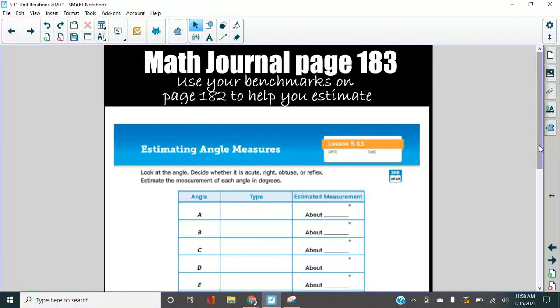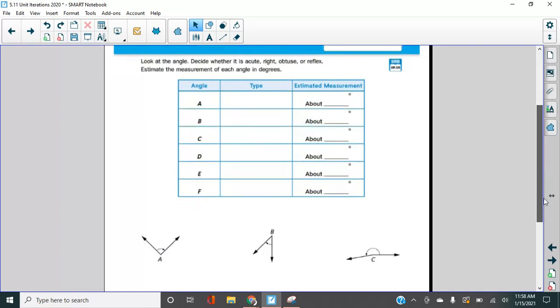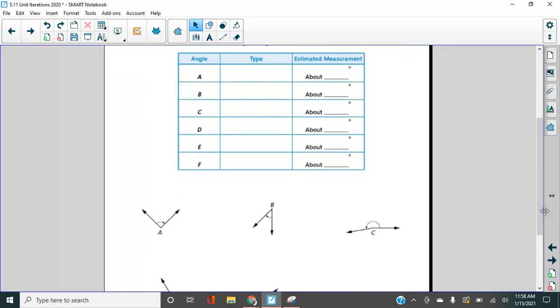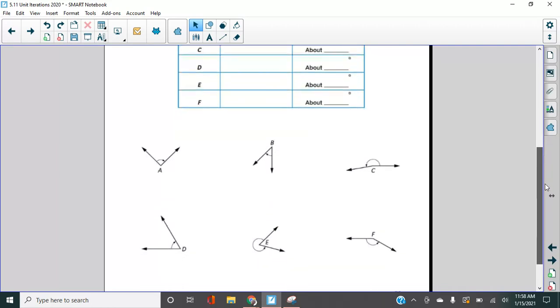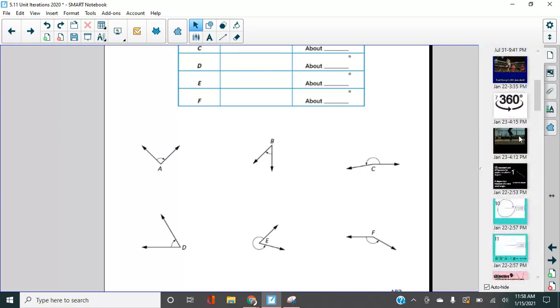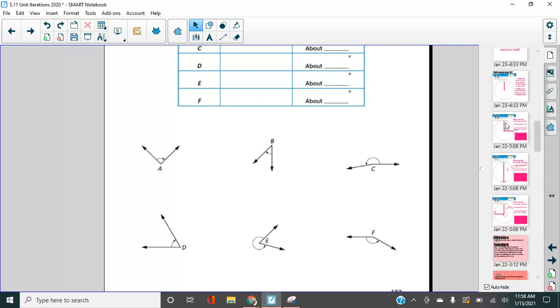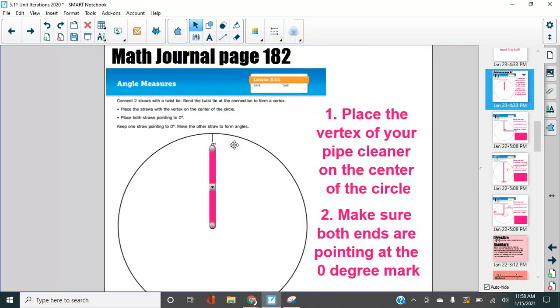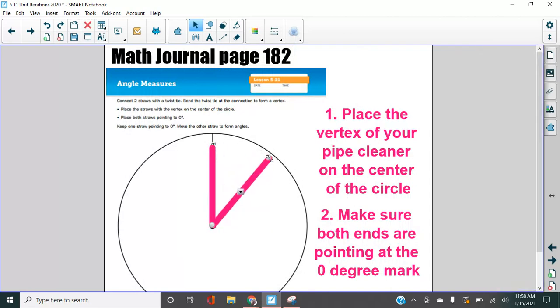So what you're going to do on page 183 here is to take these angles that you see, and you're going to estimate how wide they are and what type they are. So let's do one together here. Let's do angle B. Okay, angle B is open just a little bit, and we can look back at what we did earlier, way back here. So the angle B that we're looking at is open about like that.